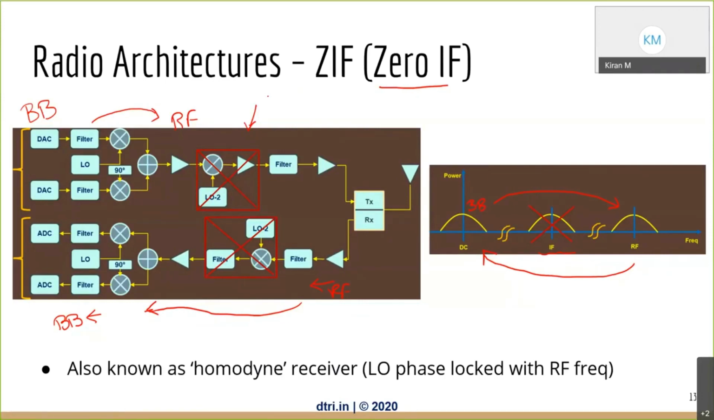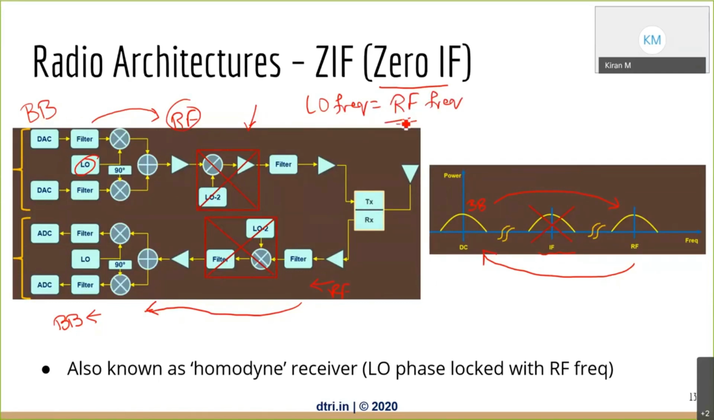Now compared to the previous one, which I called super heterodyne, this is called a homodyne. That means you have a single mixer, and that mixer frequency, the LO frequency, the local oscillator frequency required to convert up to RF, and the RF frequency are the same. So the LO frequency is the same as the RF frequency.